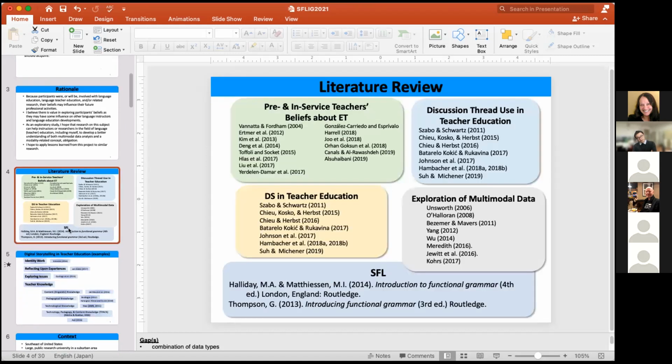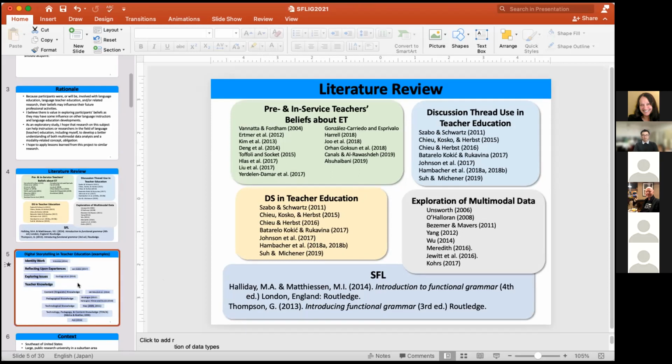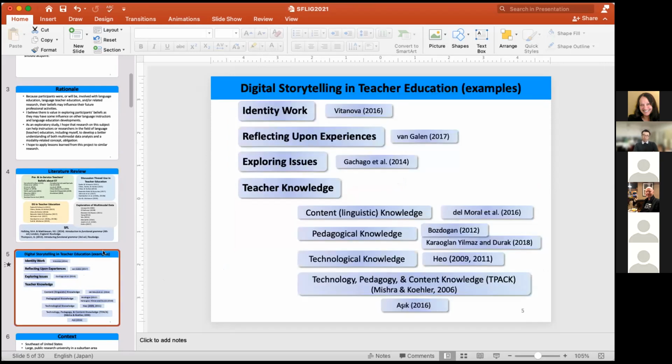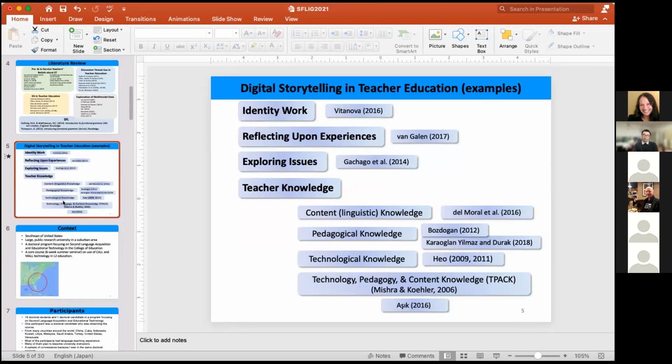And so I did a literature review. I don't really need to talk about it much for this presentation, but I looked at teachers' beliefs about educational technology, discussion thread use, and DS, which means digital storytelling in teacher education. That was one of the course projects, and that's where I applied Unsworth's theories on image-text relations. For this research, I then used Halliday and Thompson's work. These are different ways digital storytelling has been used in teacher education for identity work, reflecting upon experiences, exploring issues, and teacher knowledge.